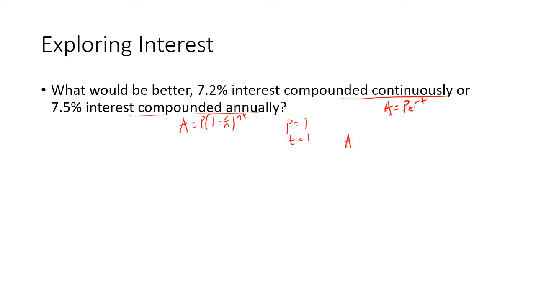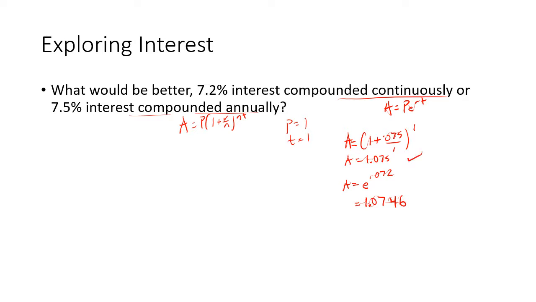We would have A equals 1 plus 0.075 divided by 1, to the 1st power. That would just be 1.075. On the other hand, we'd have A equals P, which is 1, so e to the 0.072 times 1 power. I had a calculator do this earlier, so I know it's 1.0746. Now notice this one here is higher, so if given this option, we would go with 7.5%.